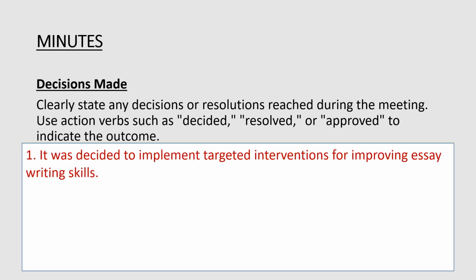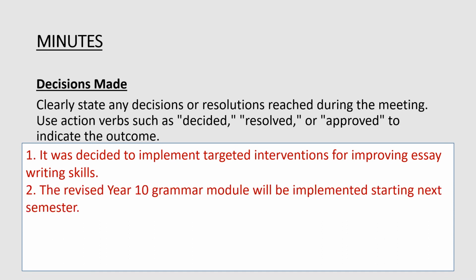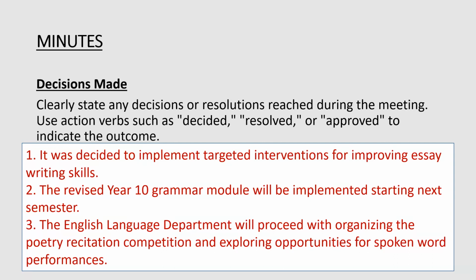Here are some examples. It was decided to implement targeted interventions for improving essay writing skills. The other one, the revised Year 10 grammar module will be implemented starting next semester. This was the decision that was made. Another, the English language department will proceed with organizing the poetry recitation competition and exploring opportunities for spoken word performances. So that's what should be part of decisions made.